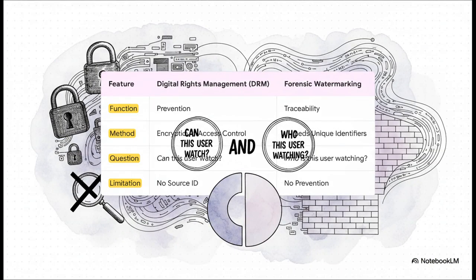Let's really break this down, put them head to head. DRM's job is prevention. Watermarking's job is traceability. DRM locks things up with encryption. Watermarking tags them with an invisible identifier. So DRM asks, can this user watch? While watermarking asks, who is this user watching? Their limitations are the perfect inverse of each other. DRM can't tell you who leaked it, and watermarking can't stop the initial playback. They really are two halves of a whole security solution.